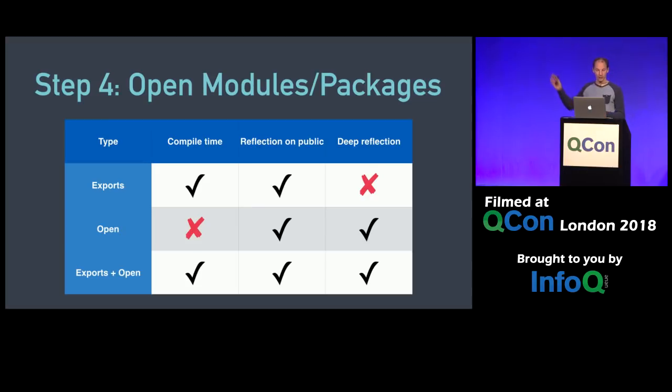Open is the opposite. At compile time, no other modules can use this code, but at runtime, you can do reflection, both on the public parts of the types, but also so-called deep reflection on the private parts. Now, you can combine exports and opens, which is fairly rare, but technically it's possible, and then you would have this full array of access to the code in your module.